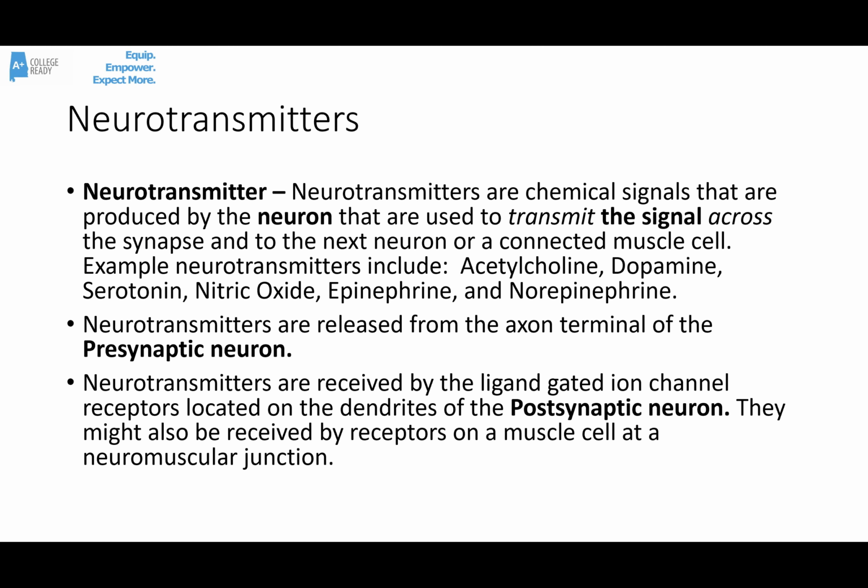So we mentioned neurotransmitters already. Chemical signals produced by a neuron that transmit signals across the synapse to the next neuron or to a muscle. Just some names of neurotransmitters you might want to recognize: acetylcholine, dopamine, serotonin, nitric oxide, epinephrine. This is adrenaline, by the way, and norepinephrine.